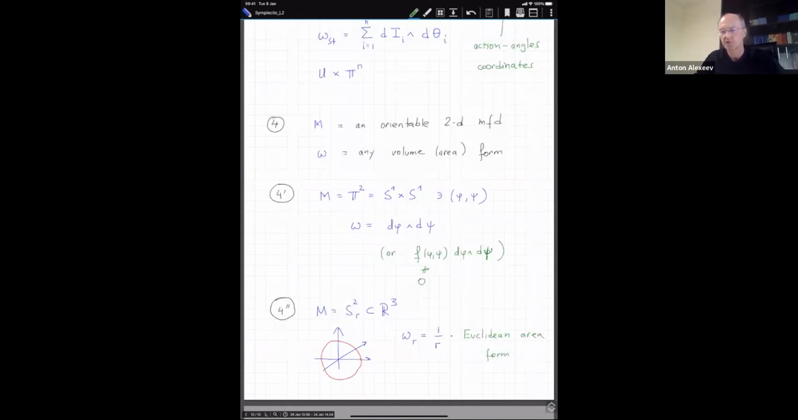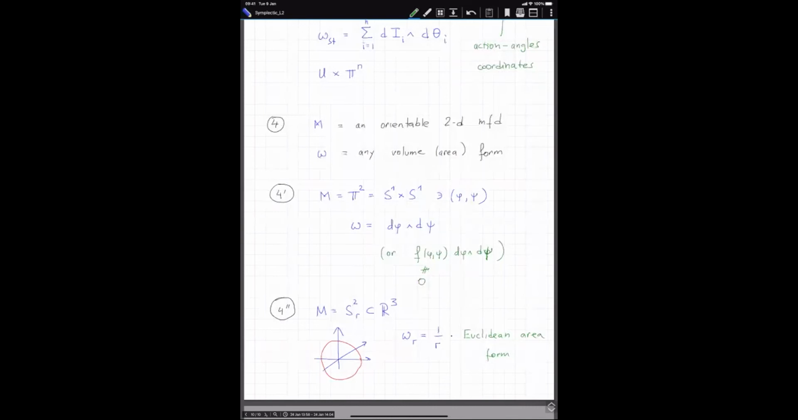You can put any number. Actually, you can also put any positive function. So there will be again many symplectic forms. This is one canonical choice, and we probably get back to it in further discussions. So there are some questions.